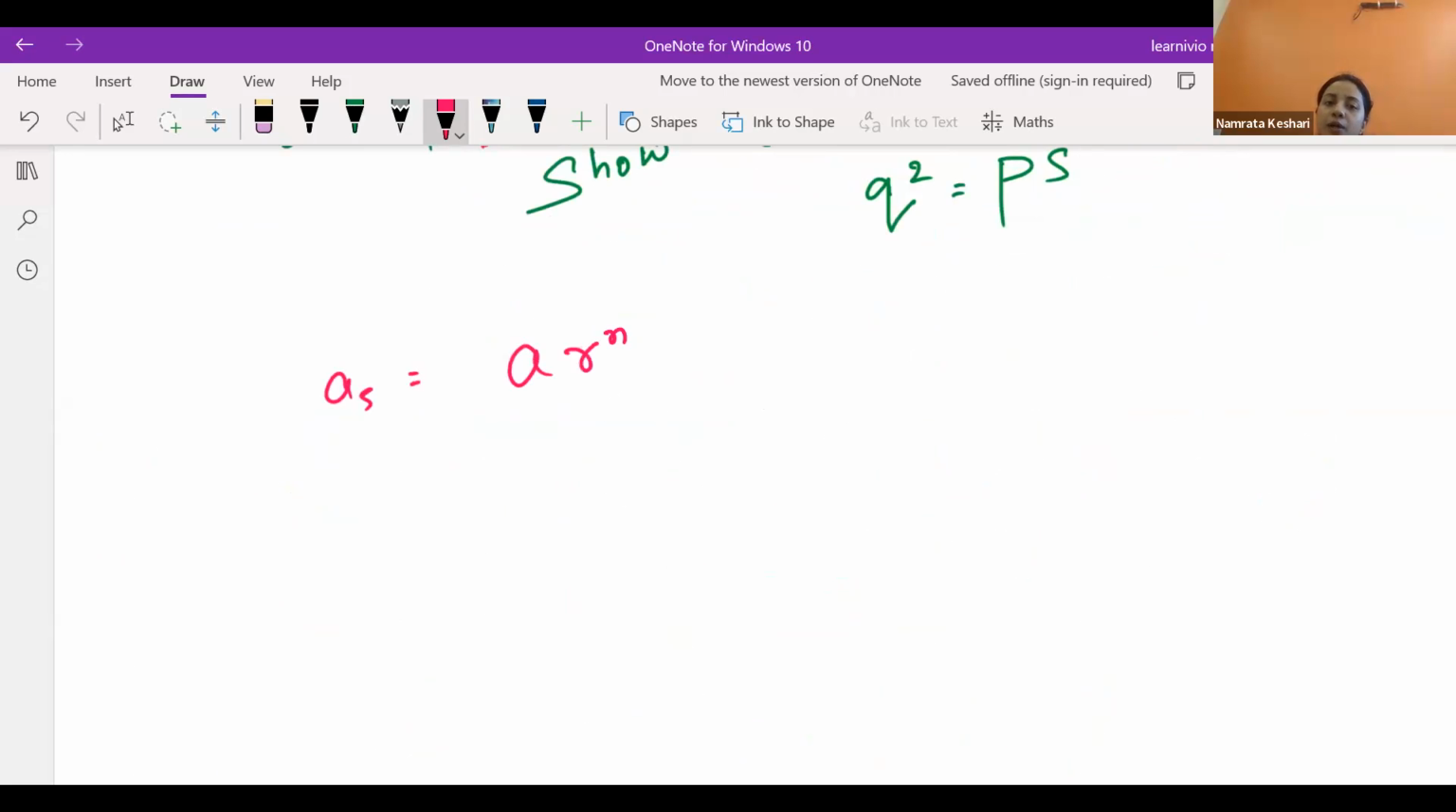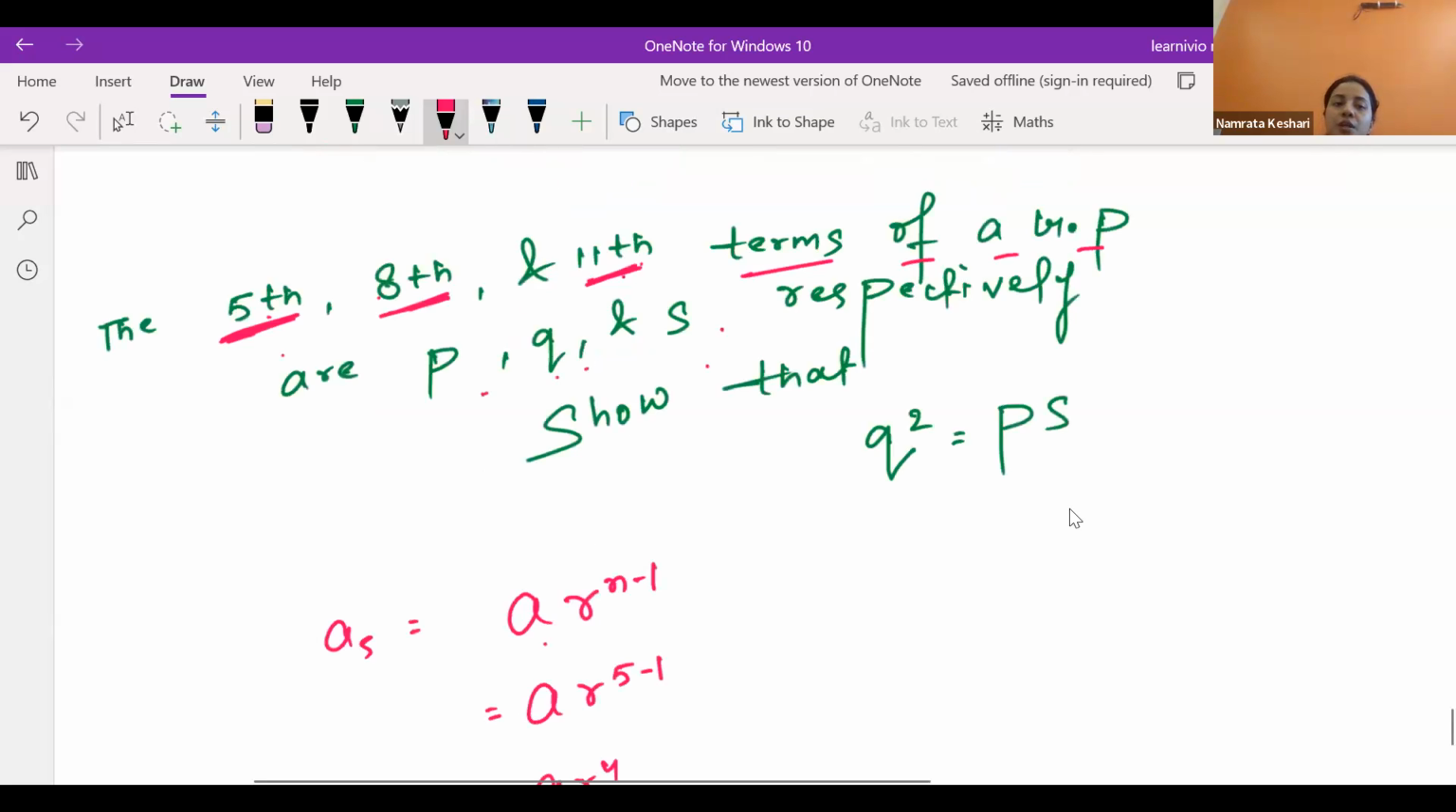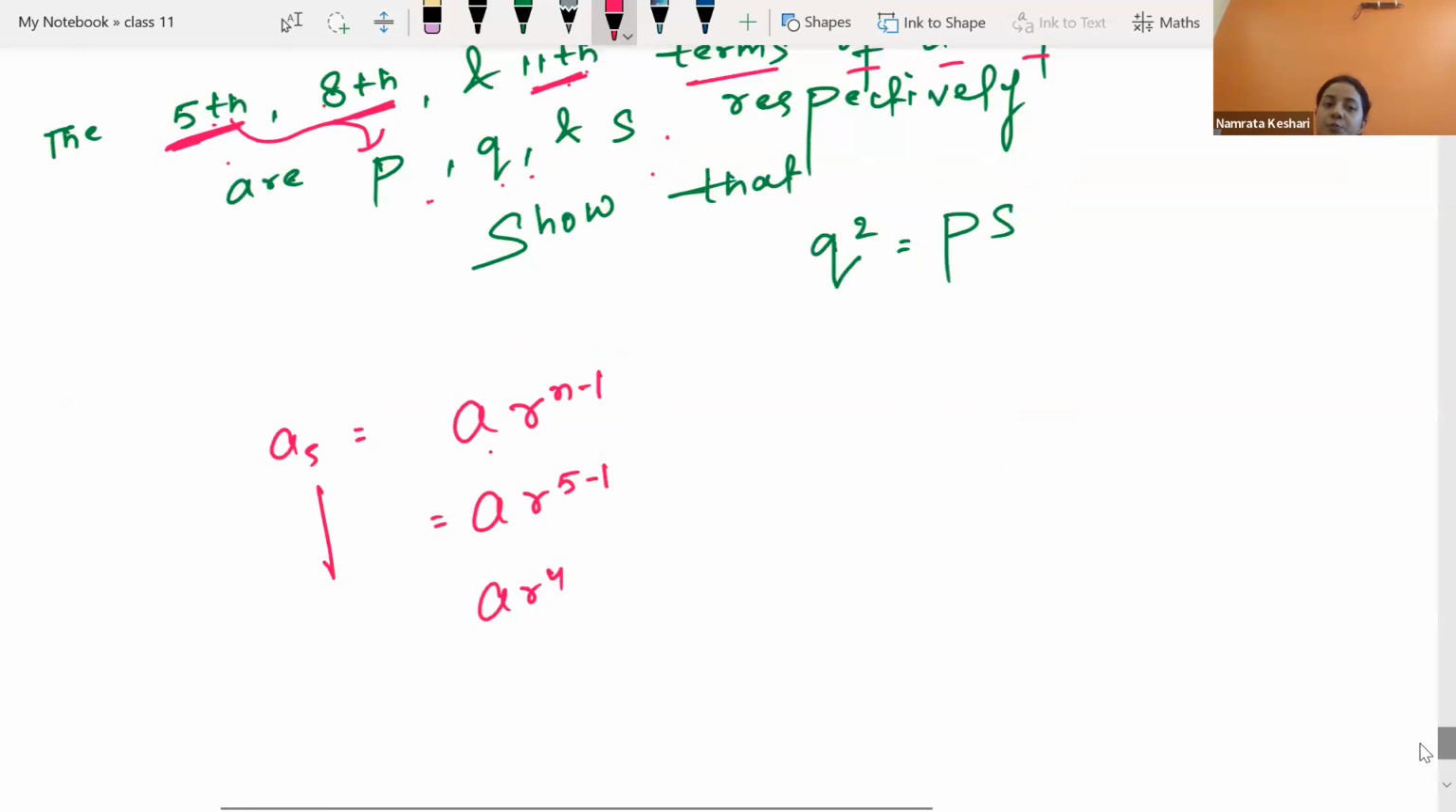A r to the power n minus 1. Here, what is A? We don't know. What is r? We don't know. What is n? n is 5, we know, right, Nabeela? Yes, ma'am. Okay, so a r to the power 4, that is given as our fifth term is p, right? Yes, ma'am. This fifth term is p.